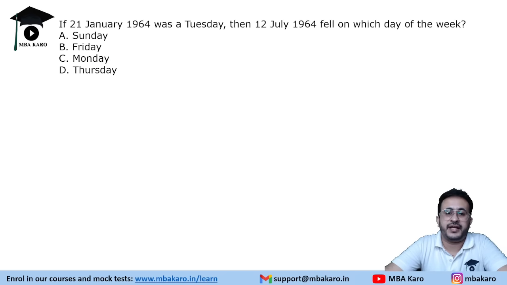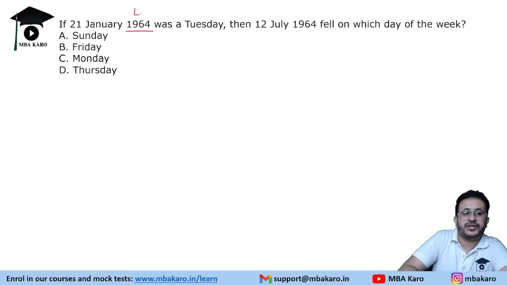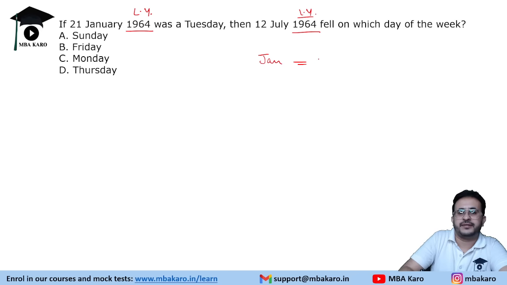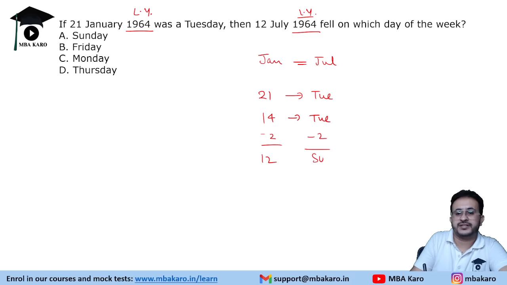If 21 January 1964 was a Tuesday, 12 July 1964 fell on which day of the week? So again, same calendar concept, and it is a leap year. It happens only in the case of leap year. So in a leap year, Jan and July have the same calendar. So 21 July will have Tuesday. So that means 14 will also have Tuesday. And then you go two steps behind. 12 will have a Sunday. So 12 July will be a Sunday.